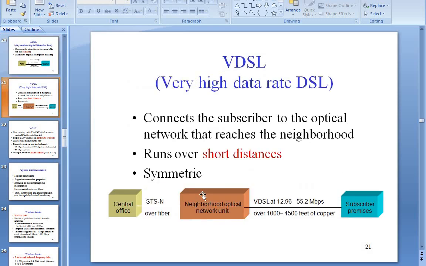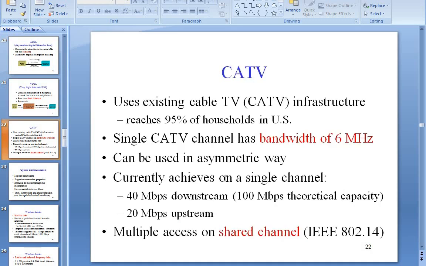Also we have VDSL, very high data rate DSL, which connects the subscriber to the optical network that reaches the neighborhood, runs over short distance, and this is basically a symmetric transmission between the sending and receiving end. It is a very high bandwidth link. If you need multiple access, then we can use cable TV.